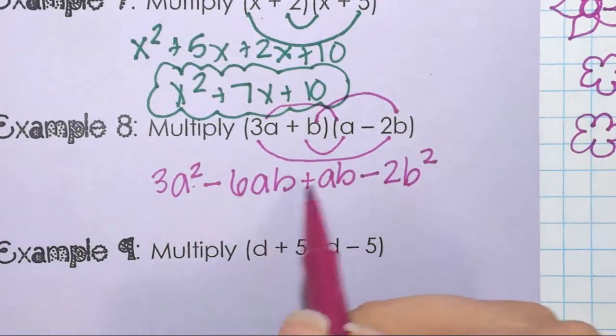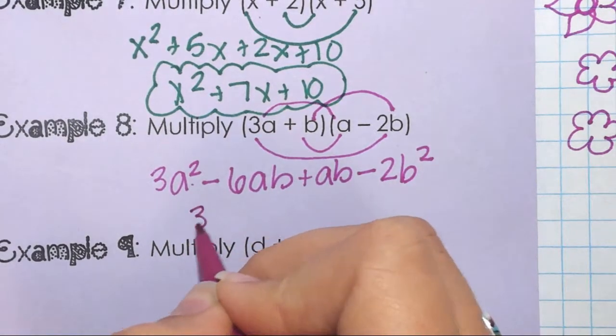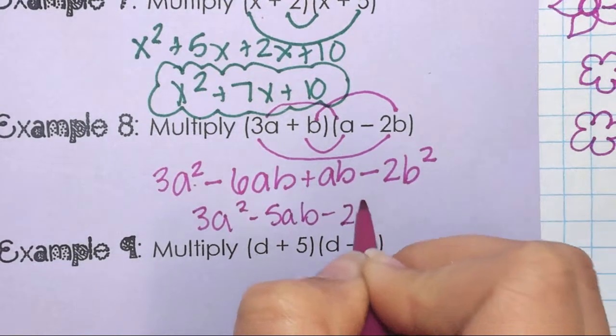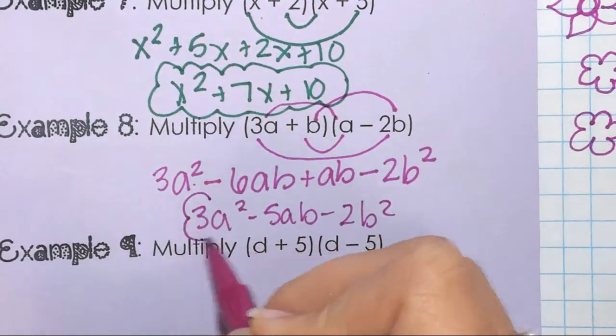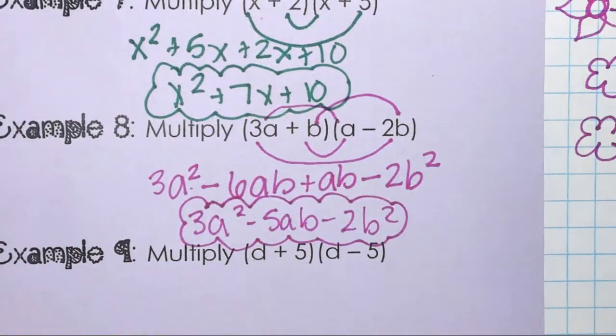We do combine like terms because we have an a and a b, and they both have an exponent of 1. So we have 3a squared minus 5ab minus 2b squared. Yes, no, maybe so. We're okay? Alright, our last one, example 9.